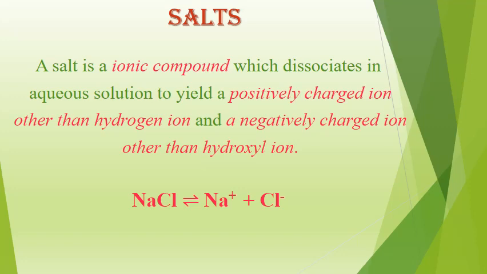Sodium chloride dissociates in aqueous solution. If you take solid sodium chloride, which is an ionic compound, it's made up of sodium ions and chloride ions. Now you dissolve this in water. What will happen? The sodium chloride will dissociate, giving rise to sodium ions and chloride ions. Sodium ion is a positively charged ion and chloride ion is a negatively charged ion. Other than this positively charged ion, you will not get any hydrogen ion as a positively charged ion. So when a salt dissociates, hydrogen ion is not formed as a positively charged ion and hydroxyl ion is not formed as a negatively charged ion.